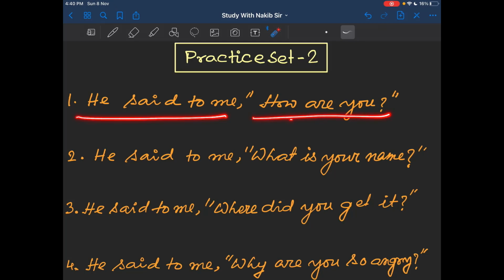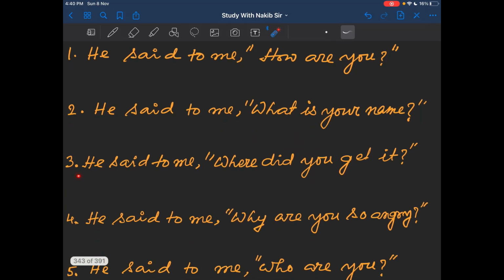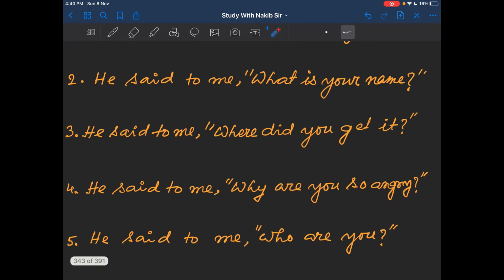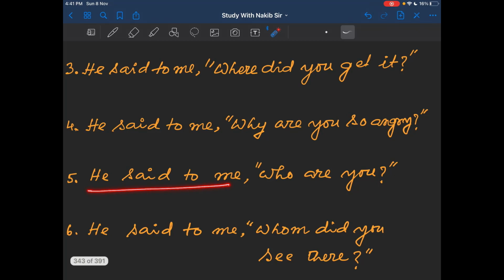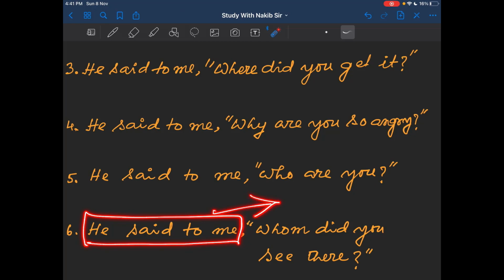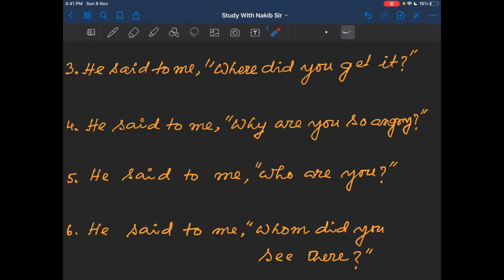See the first question. He said to me, "How are you?" Okay. Now the second question. He said to me, "What is your name?" And the third question, he said to me, "Where did you get it?" And the fourth question, he said to me, "Why are you so angry?" And the fifth question, he said to me, "Who are you?" And the sixth question, he said to me, "Whom did you see there?" Okay, the reporting speech everywhere is the same for the sake of convenience, so that the works may be easier here. Now pause the video and do your works.